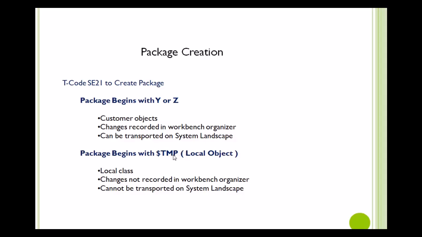In real time, you have to create your objects in development, transport to quality, and then transport to production. Local objects cannot do that because there is no request number created for your program. It means simply there is no ID for your program. How can you transport from one server to another server? That's why in real time, whenever you are going to do any programs, your program should be created with a package first.